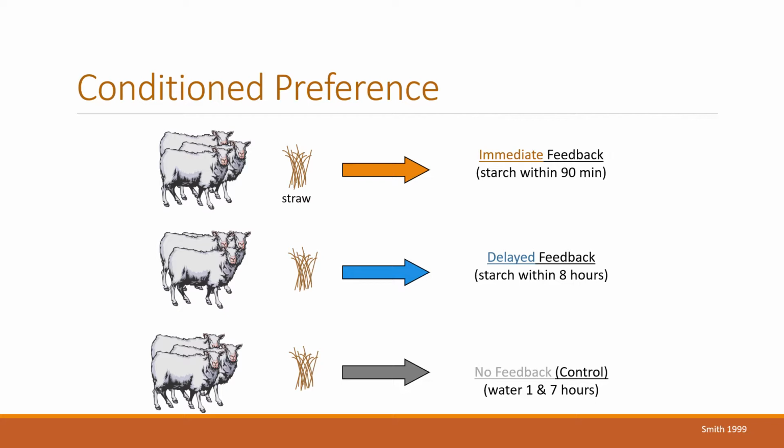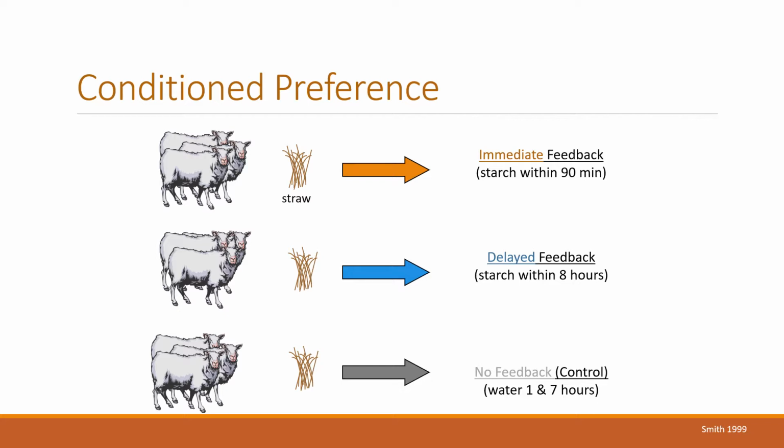These sheep were one group of sheep, and they were given 3 different flavors of straw. One flavor was immediate feedback, with starch given within 90 minutes of consumption. The other flavor was delayed feedback: they ate the food, the straw, and then they got a starch infusion up to 8 hours later. And the last one was just a flavor that was paired with water.